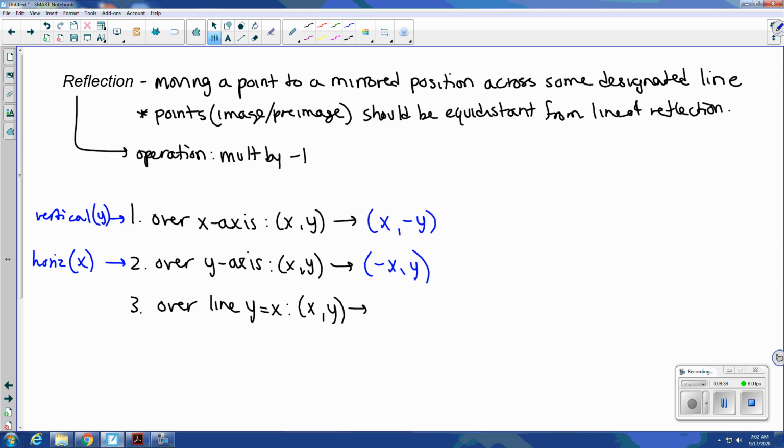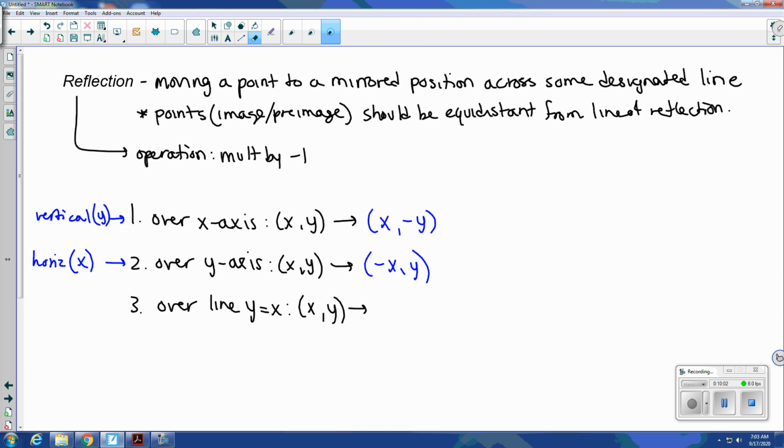Okay, and again, if we look at our coordinate plane, if I have a point, again, if I'm going over the x-axis, you can see we have vertical movement there. If I'm going over the y-axis, we can see we have horizontal movement. So think about the movement in this case, not the actual letter of the axis.